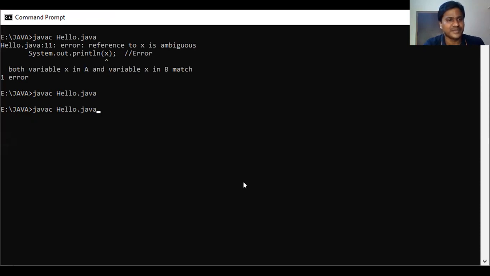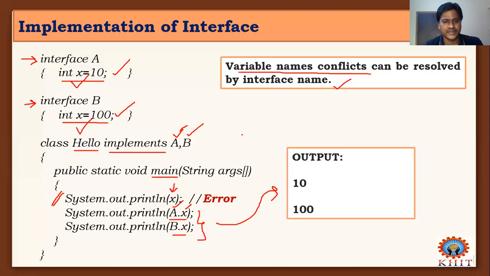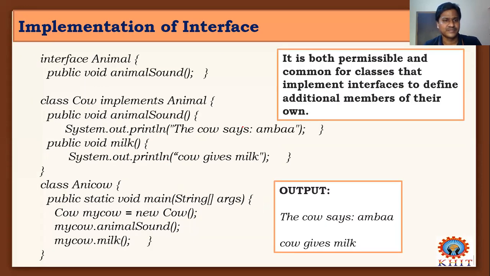Next, execute this one. java Hello. Yes, x is a static final variable defined in interface A, and variable x is initialized with 100. Okay, got it? Clear? So this is about implementation of interfaces with variables.